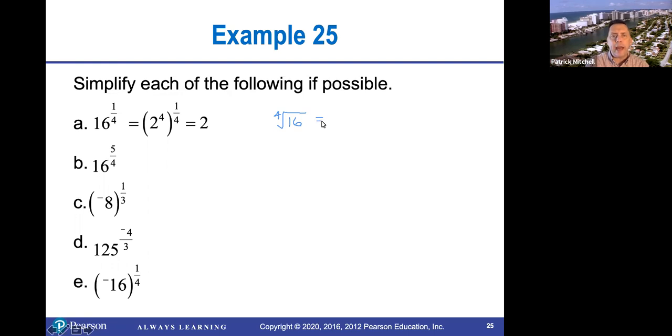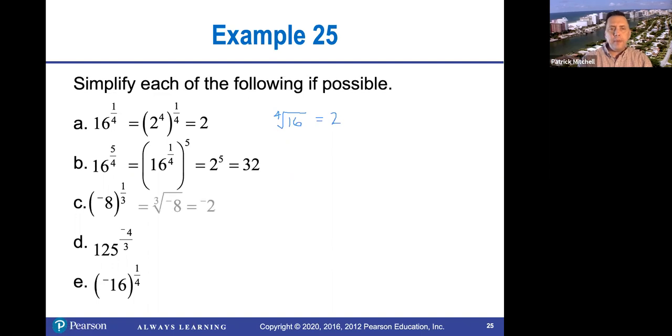All right, next we have 16 to the power 5/4. So let's see, how did they do that? Oh, okay, so they're breaking the 5/4 power into 1/4 times 5. We just figured out that 16 to the 1/4 is 2. And then 2 to the 5th power is 32. Next we have -8 to the power 1/3. So that would be the cube root of -8, which is -2.